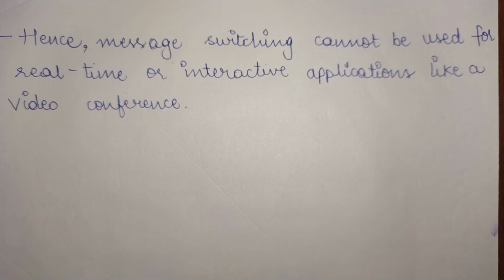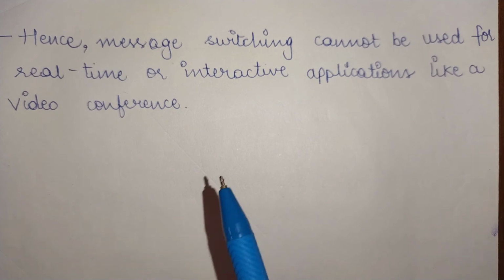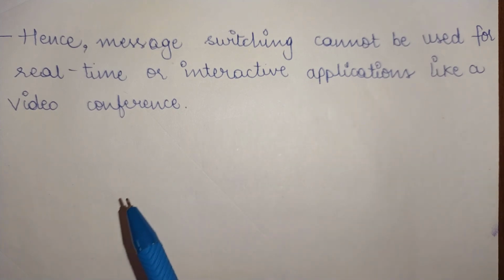So for example, if I am conducting a video conference, that is real-time data which is being transmitted. What I am speaking right now in a video conference cannot be delivered 30 minutes later. It has to be delivered the same moment when I'm speaking it. That is real-time data. So with message switching, you know that there is a waiting period. The delivery time is comparatively slow in message switching. So hence, message switching cannot be used for real-time or interactive applications, as I said, like a video conference. So this is all about message switching.